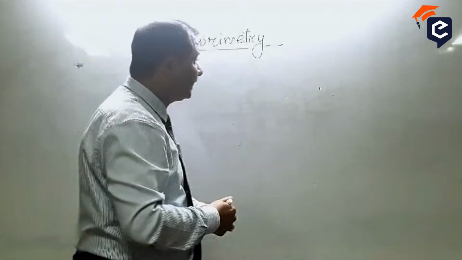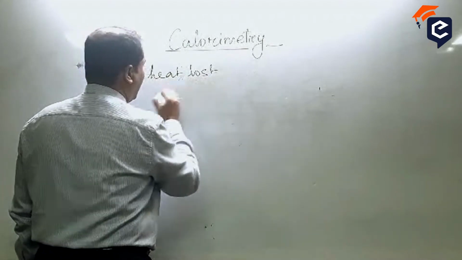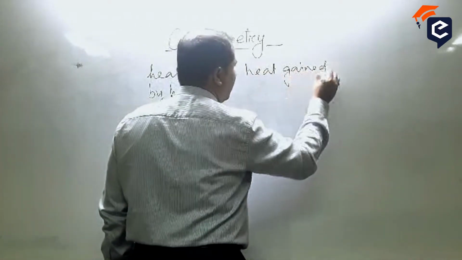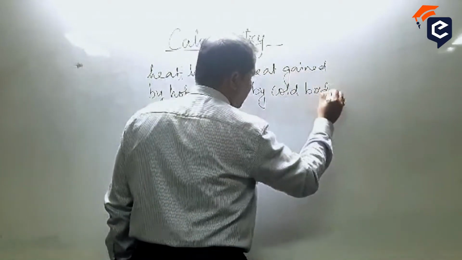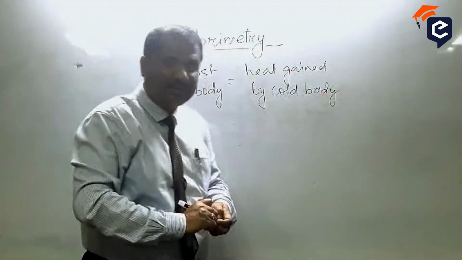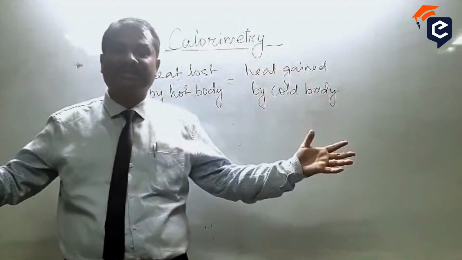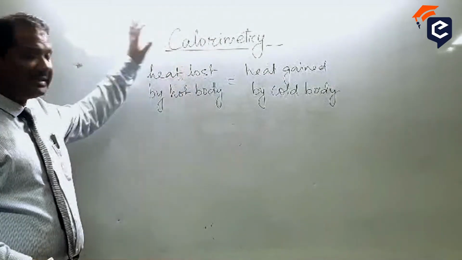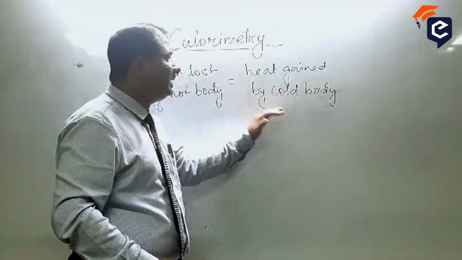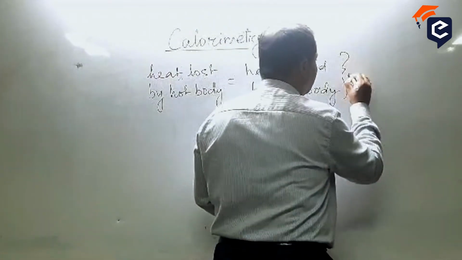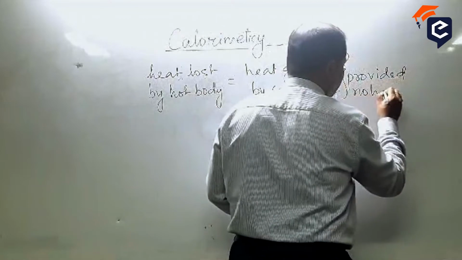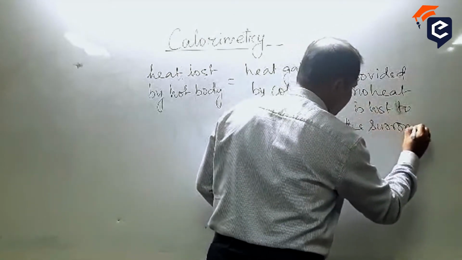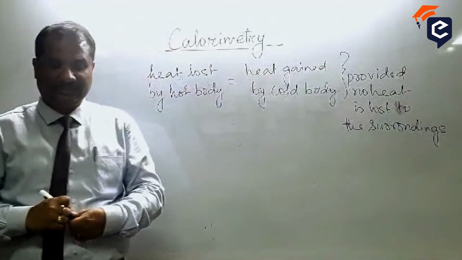So, what does calorimetry say? Calorimetry says heat lost by the hot body is equal to heat gained by the cold body. Now there is a small thing, provided no heat is exchanged with the atmosphere, or lost in the atmosphere. So calorimetry says heat lost by the hot body is equal to heat gained by the cold body, provided no heat is lost to the surroundings. Is this clear?